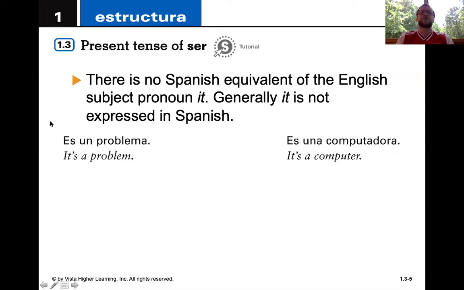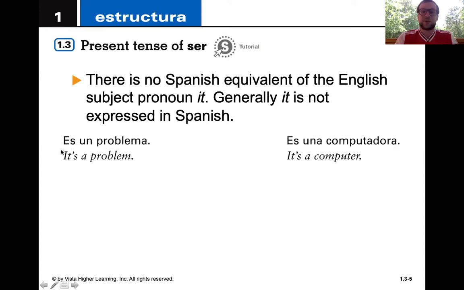Okay, now in Spanish, there's no equivalent to the English subject pronoun it. Okay, so usted, él, ella, it. It's in the third person singular conjugation. And so even though it is not expressed specifically, it is kind of inherently expressed just with the conjugation. Okay, so you don't need to add a subject pronoun, and it is not expressed in Spanish.